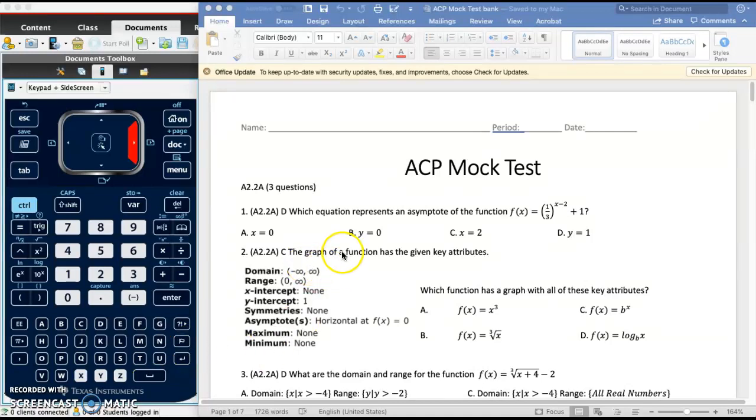All right, here we go. Here's our mock ACP exam. So first question: which equation represents an asymptote of the function f of x equals 1/3 x minus 2 raised to the x minus 2 plus 1?